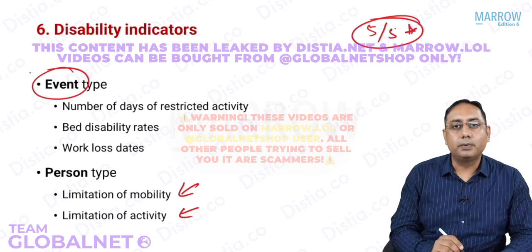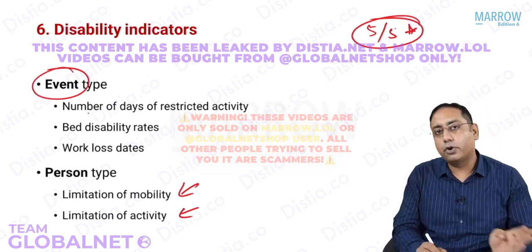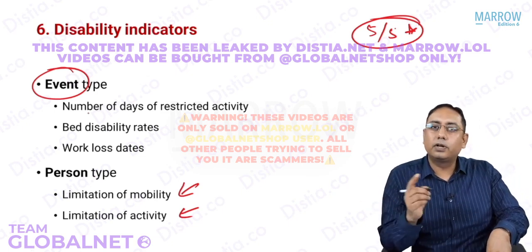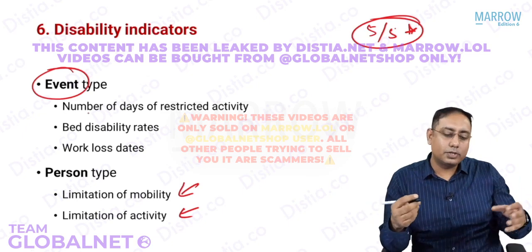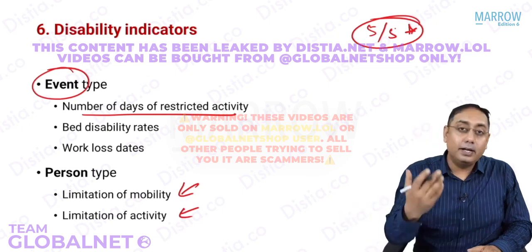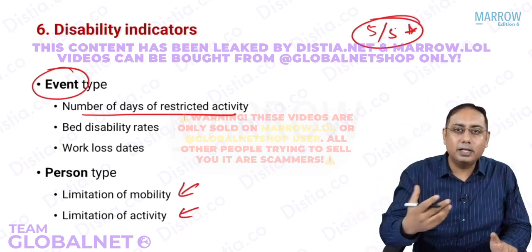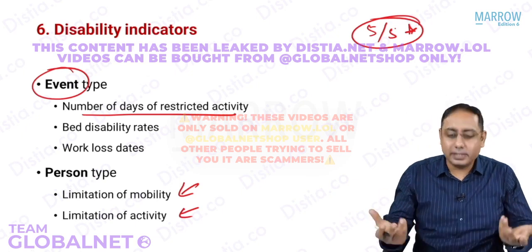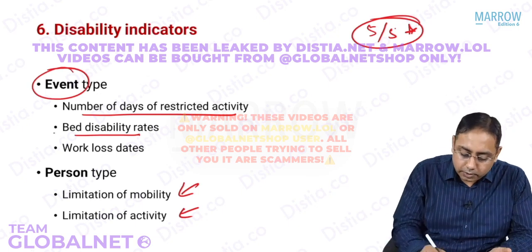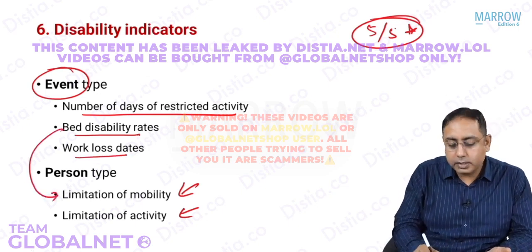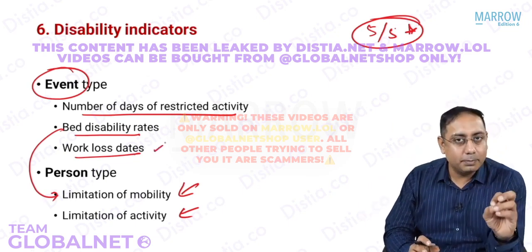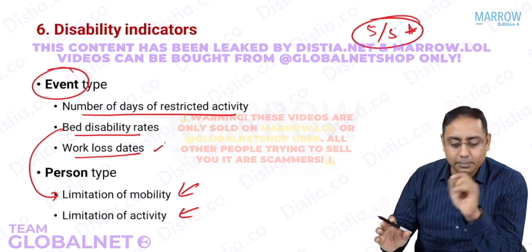Next is event type disability. Now for event type disability, we talk in terms of a person who was there, but we don't talk in terms of that he's not able to move or there was limitation of activity. We talk that he was not in a good mood to work. So number of days of restricted activity. It may talk to you about mental disabilities or depression or stress or things like these. Then there is bed disability rates, that the patient was on the bed. Of course, this corresponds to the limitation of mobility. Then there are work loss days, again the same idea of depression. So either we can have event type disabilities or we can have person type disability.